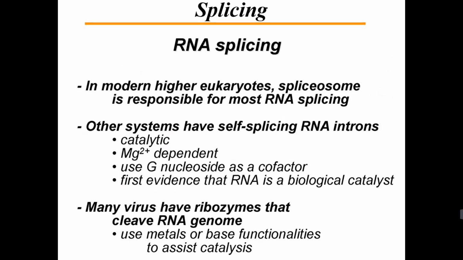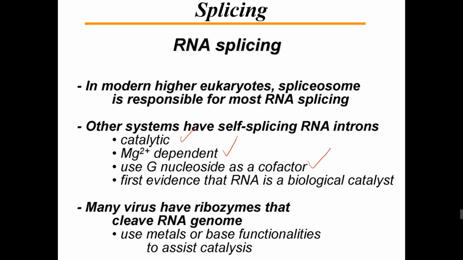Okay, so just a summary. In modern higher eukaryotes, the spliceosome is responsible for most RNA splicing. In other systems, they have self-splicing RNA introns. They are catalytic. They depend on magnesium metal ions for not only the 3D structure, but also the active site. The group 1s will use the guanosine cofactor as the starting point for the first transesterification reaction. Remember, it's not as an energy source, but rather to provide that 3' hydroxyl nucleophilic attack.